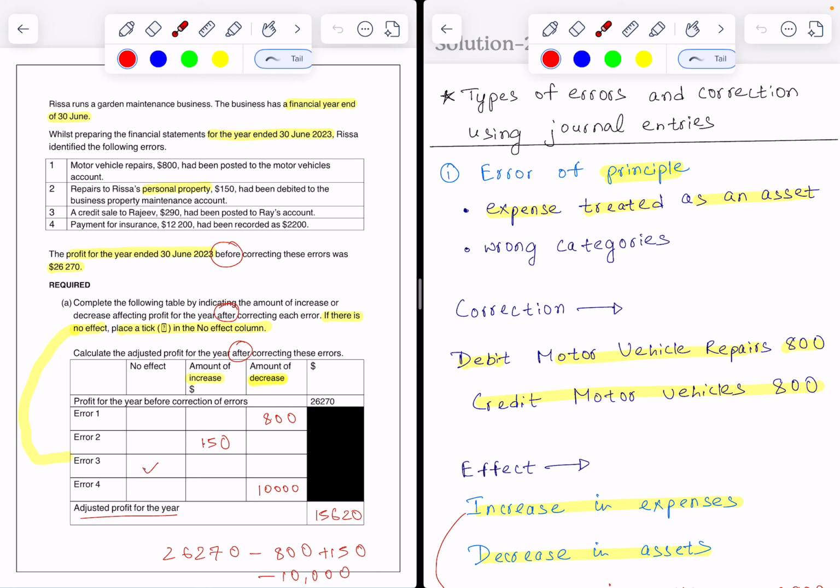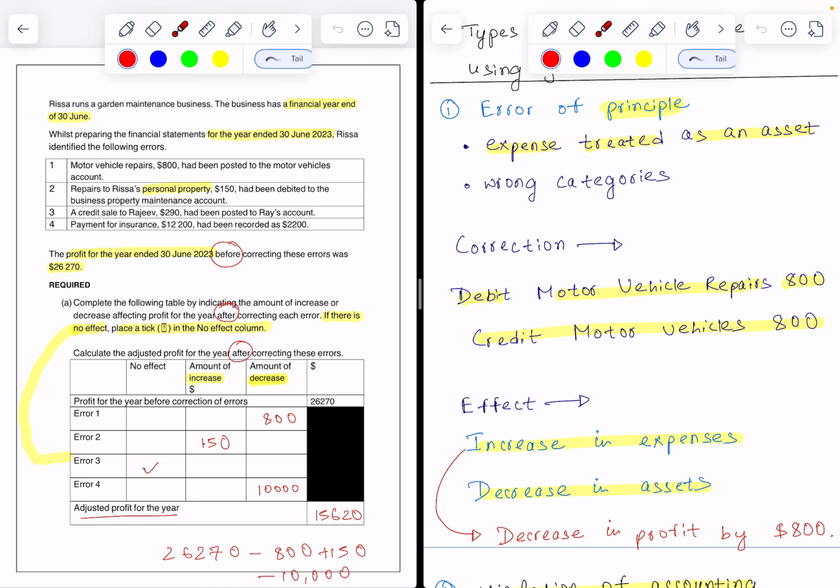We credit it. So we are going to credit the motor vehicles account by $800, and simultaneously we will increase our expense account, specifically the account for motor vehicle repairs, by $800. When expenses go up, we debit them. So therefore, the correct journal entry is to debit the motor vehicle repairs by $800 and to credit the motor vehicles account by $800. So what's the effect of this correction?